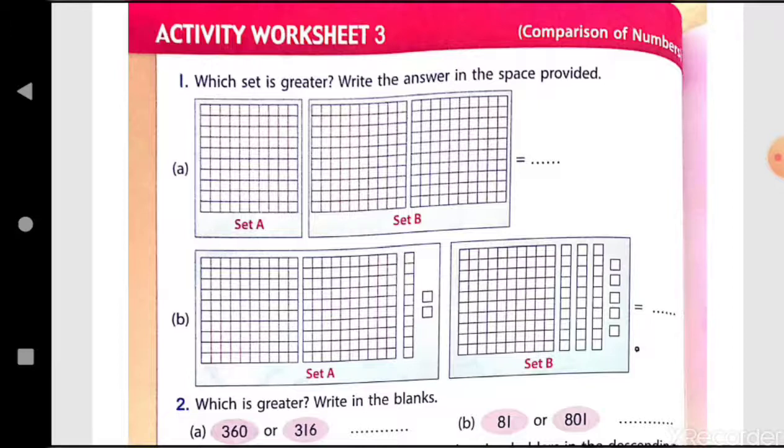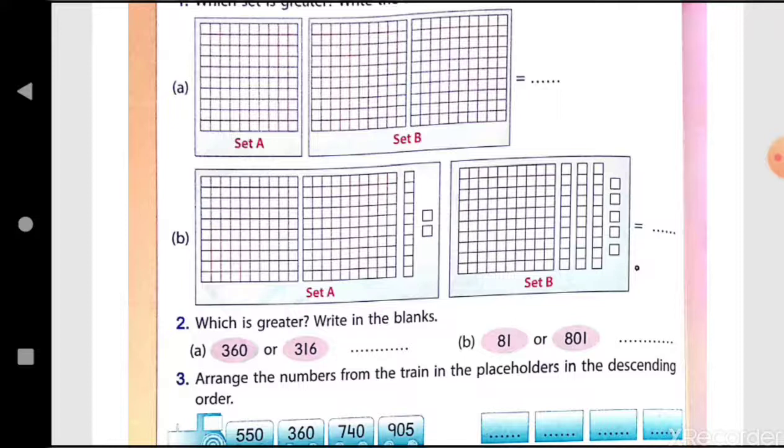So which set is bigger? Obviously the set having the greater digit at hundreds place. That means 212. So set A is bigger than set B. Now question number 2 is, which is greater? Write in the blank.